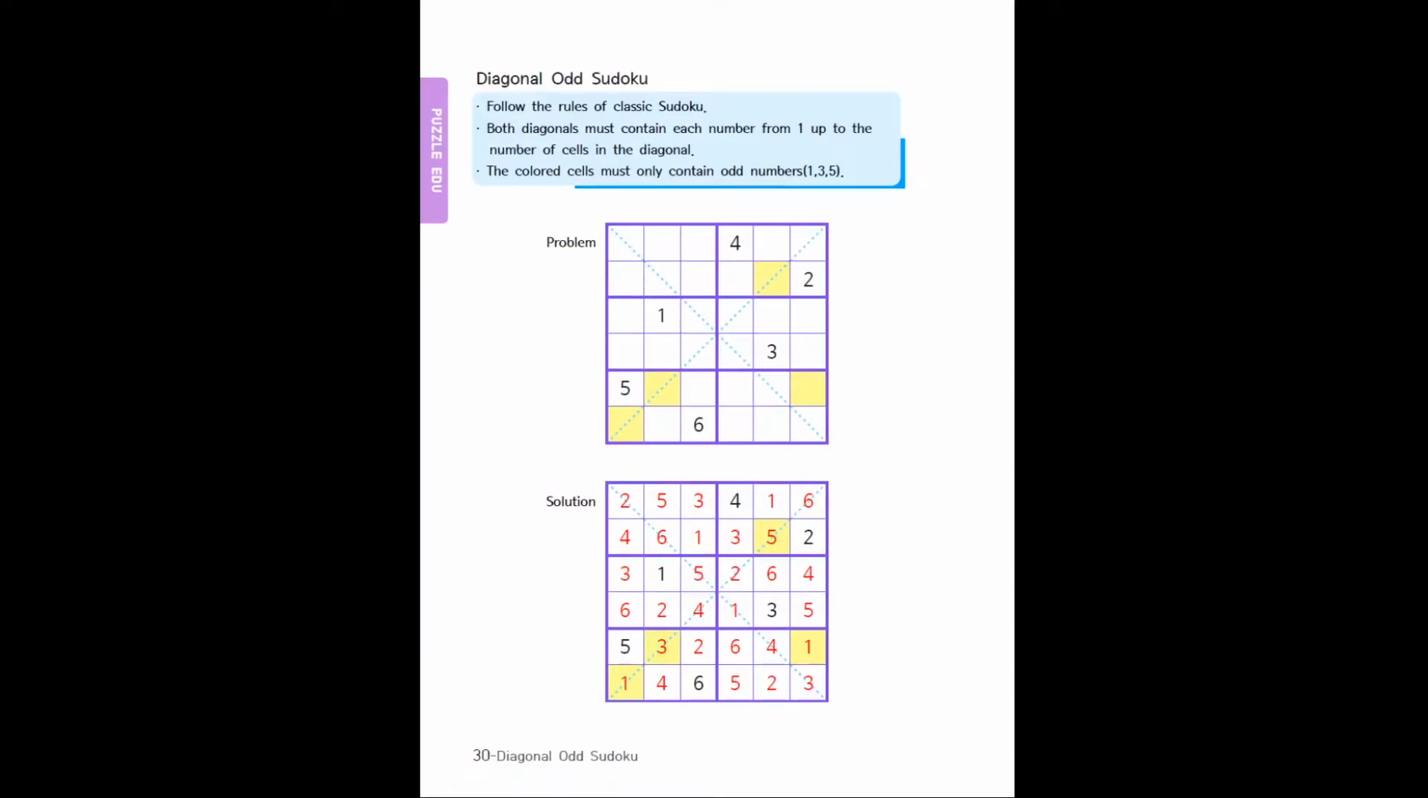The rules are just like those of classic Sudoku, with two unique twists. Both diagonals must contain each number from 1 up to the number of cells in the diagonal. For example, if the puzzle is 6 by 6, the diagonal must contain each number from 1 to 6. Also, the colored cells must only contain odd numbers.